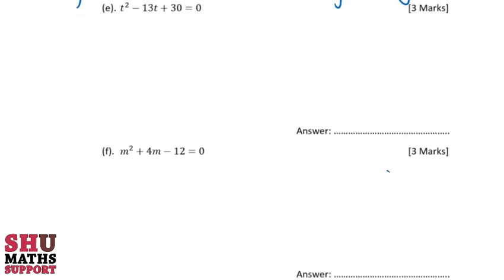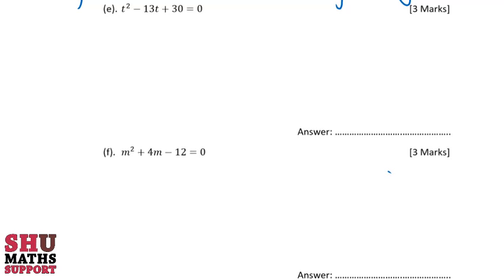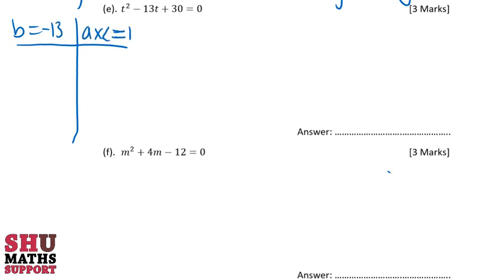We've got t squared minus 13t plus 30 is equal to 0. So b is equal to minus 13. And a times c is equal to 1 times 30, which is equal to 30. This time it's slightly different because the minus and the plus sign are in the opposite places.